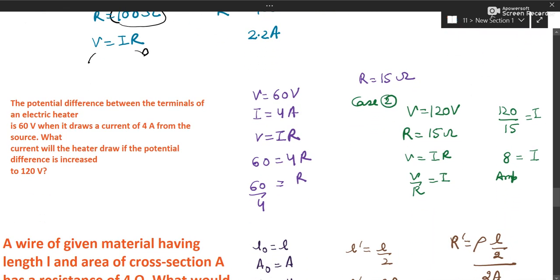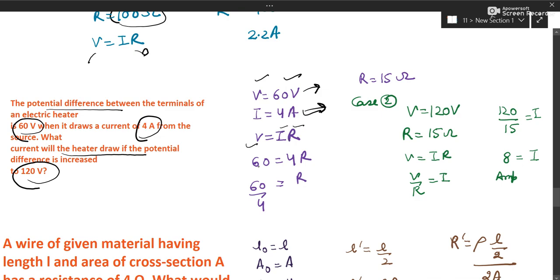Question number next. The potential difference is 60 volts, or voltage is 60 volt. Current is 4 ampere. What current will the heater draw if the potential difference is this? So first you have been given voltage and current. So you can find out resistance using Ohm's law's equation, V is equal to IR. Substitute V, substitute I. R can be calculated as 15 ohm, right? 60 by 4 is 15 ohm. So R is 15 ohm.